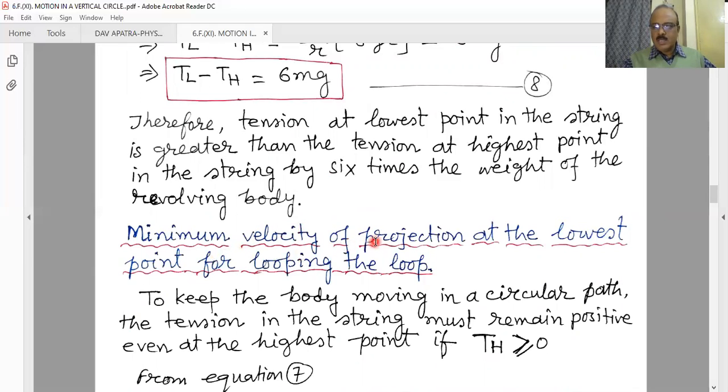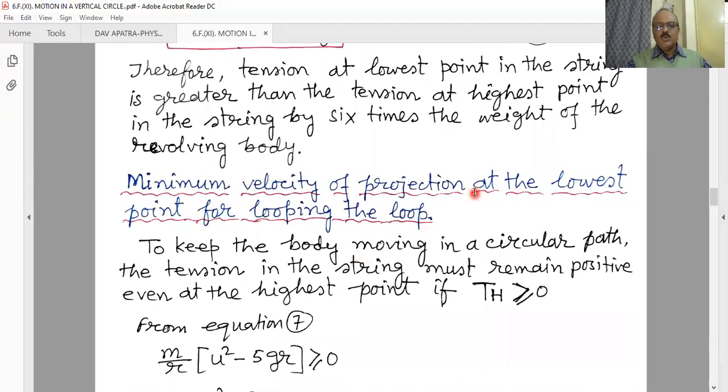Now, minimum velocity is another important term related to these topics. Minimum velocity of projection at the lowest point for looping the loop. Looping the loop means to complete the vertical circular path. For looping the loop, loop here is a noun, also a verb. For looping the loop, what is the minimum velocity of projection at the lowest point?